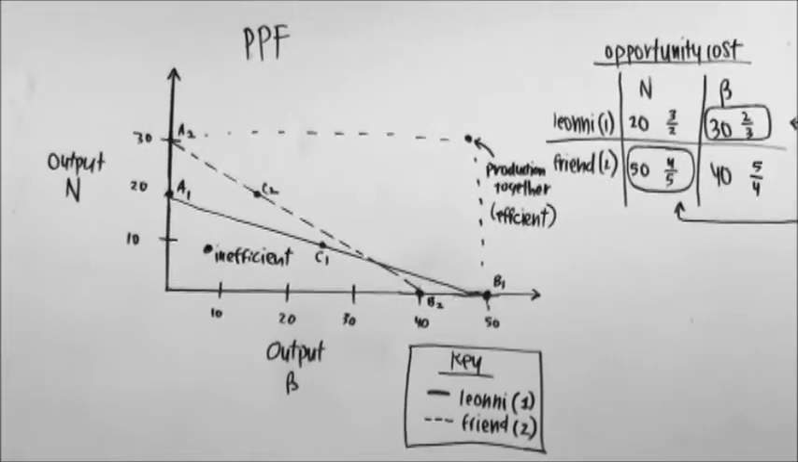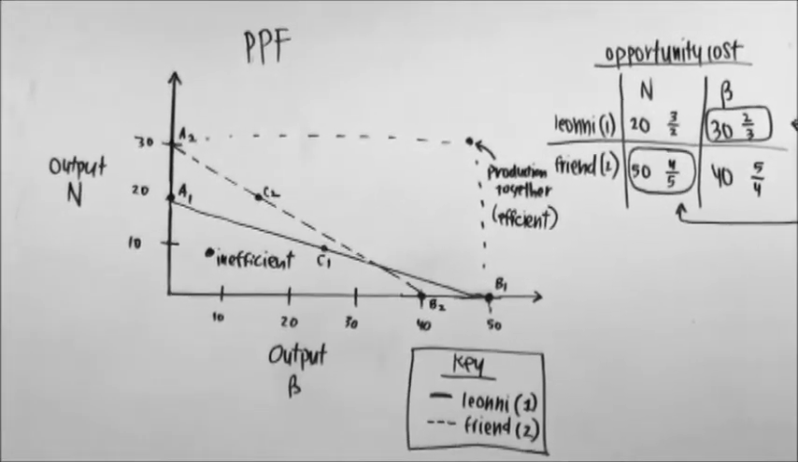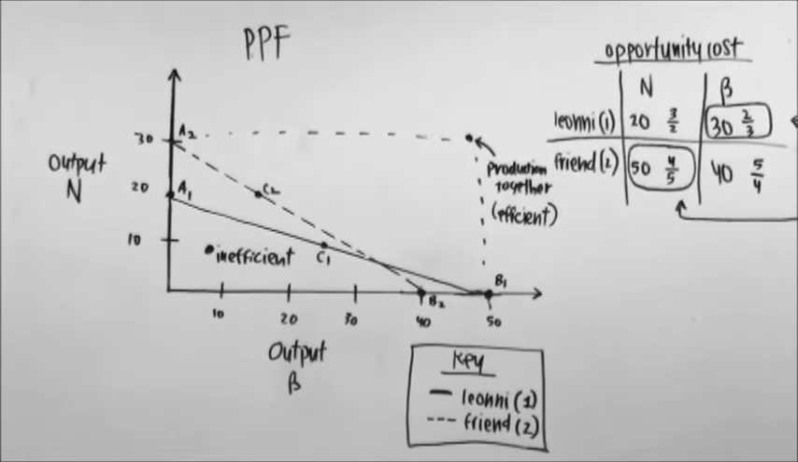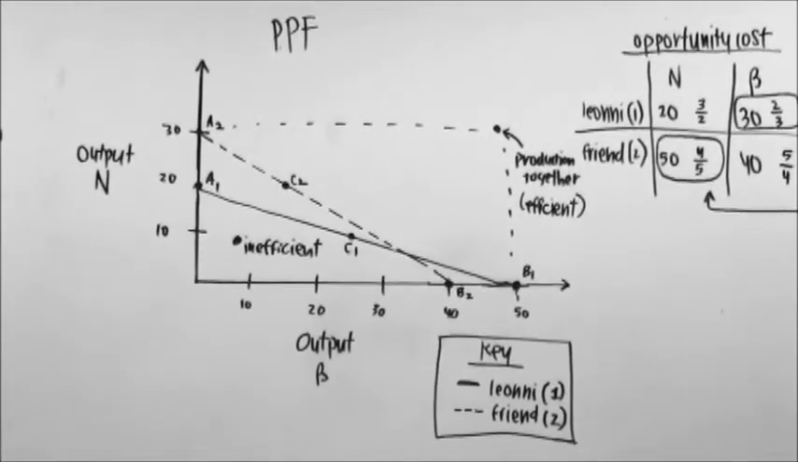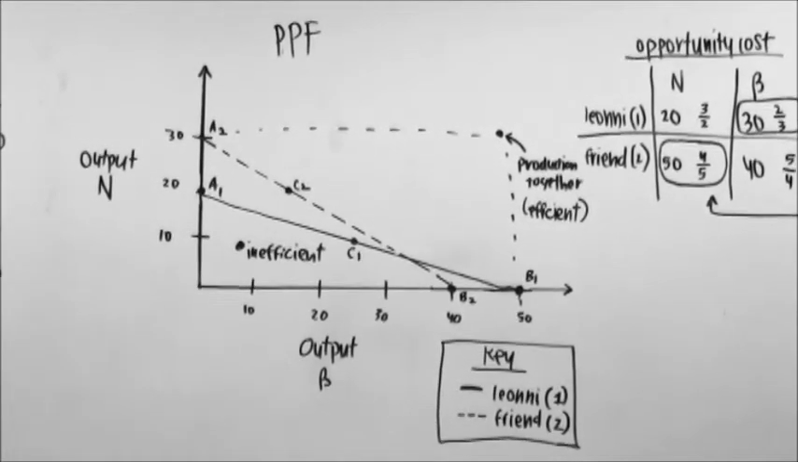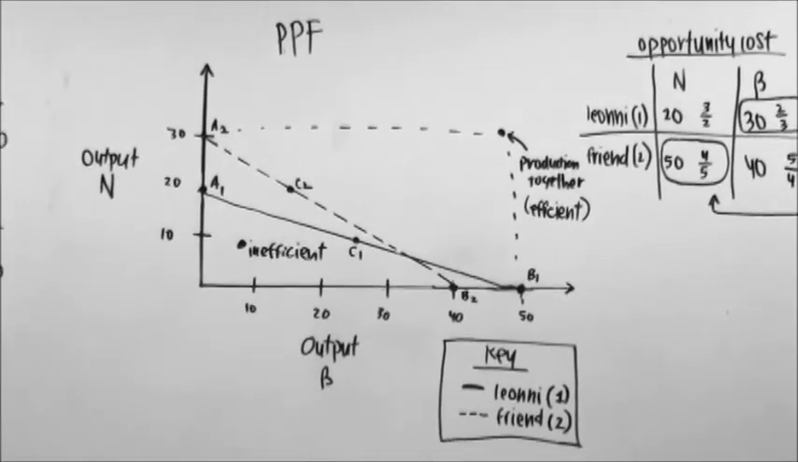Now let's move over to look at the PPF graph. Here I plotted the points we just talked about. Necklaces is on the y-axis and bracelets on the x-axis. Anywhere under the lines is inefficient production, and anything above the lines is efficient production. But would it be better for one person to make only the product they are faster in making?